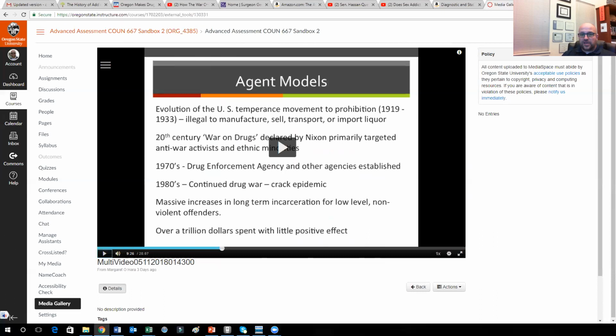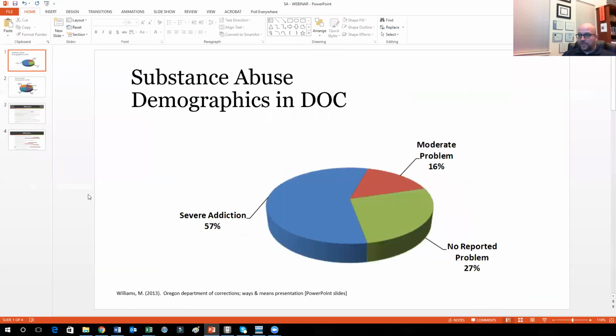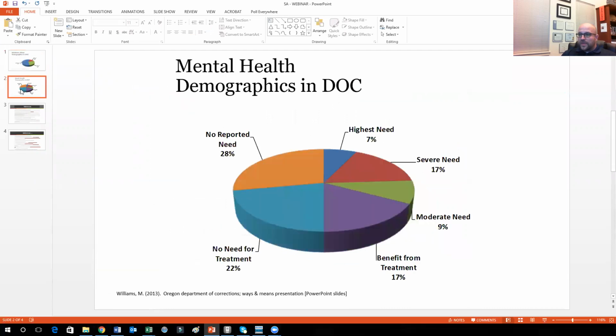In fact, let's take a look at a quick graph here, and keep in mind that this is just in Oregon. So on this demographic, you see substance abuse in DOC. I want to draw your attention here to the 57% that identifies having a severe addiction. Moderate problem, 16%. So you can see the vast majority of this wheel is either identified as severe addiction or moderate problem. And then one here with mental health demographics within DOC.